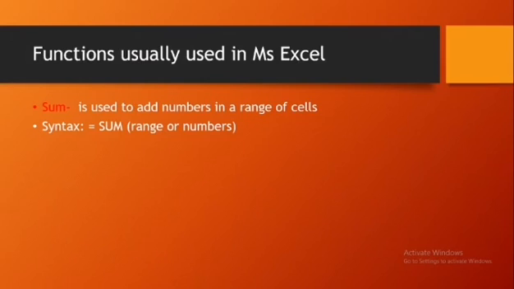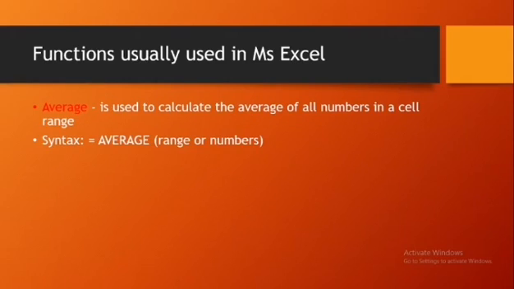So this way we use the SUM function. First we give the equal sign, then the bracket, then the range of cells or the numbers, and directly we will get the answer. The next is AVERAGE. Average is used to calculate the average of all numbers in a cell range. And the syntax is: first you write the complete word AVERAGE. Before this, of course, the equal sign must be given, then the bracket, then the numbers or the range.